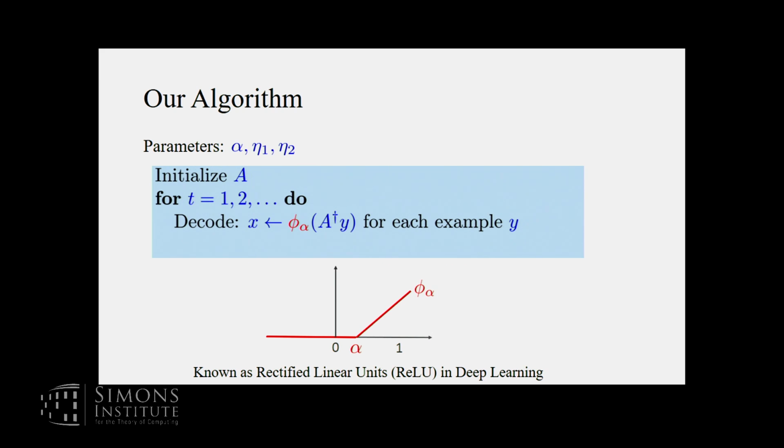So what is the nonlinear function? It applies to each coordinate of the input vector. And for each coordinate, if it's smaller than alpha, then set it to 0. Otherwise, just keep the original value. So this is called rectified linear unit, ReLU, in deep learning. And it turns out it's crucial for proving the convergence result in our setting. So there might be some connection to that, but we don't know.